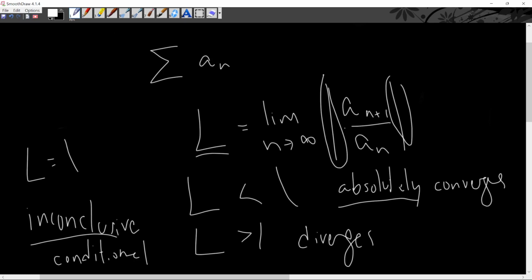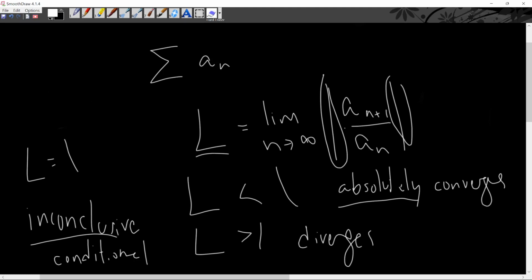For example, if it was just 1 over n, say the limit as n approaches infinity of 1 over n plus 1 divided by 1 over n, so just times n, you'd still get 1, right? If a sub n plus 1 is 1 over n plus 1, then a sub n is equal to 1 over n. And if that limit equals 1, you would get an inconclusive result, right? But we know that the harmonic series diverges. So if L equals 1, you can get a conditionally convergent series or a divergent series.